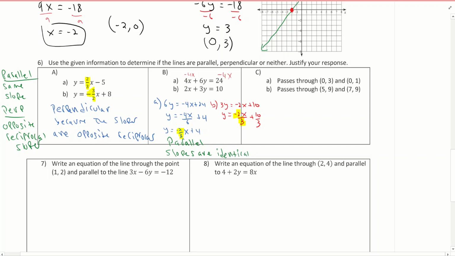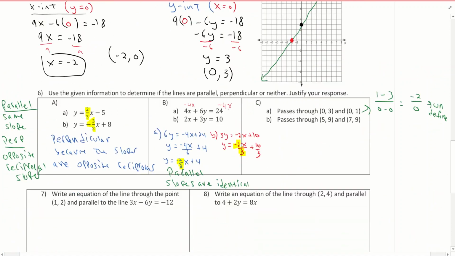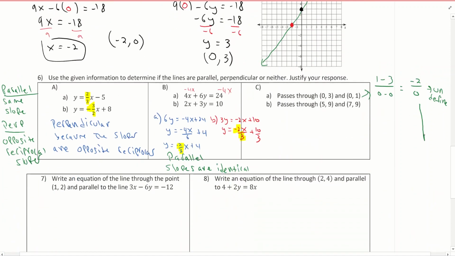All right, for part C, you're given 2 points for each line, and again, all we care about is the slope. So we're just going to find the slope for each line, right? So that's just the slope formula. Subtract the y coordinates, and you divide by subtracting the x coordinates. In this case, I get negative 2 over 0, which, anytime you divide by 0, is undefined. And you need to remember what an undefined slope looks like, right? Undefined slope looks like vertical. It's a vertical line.